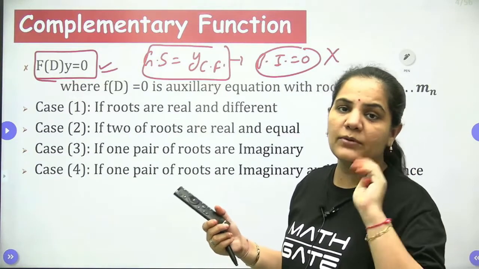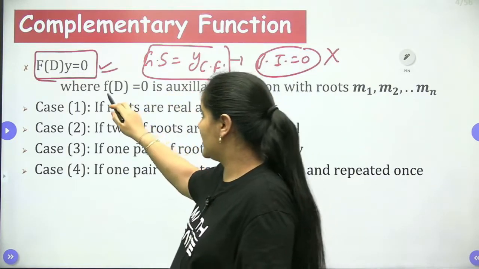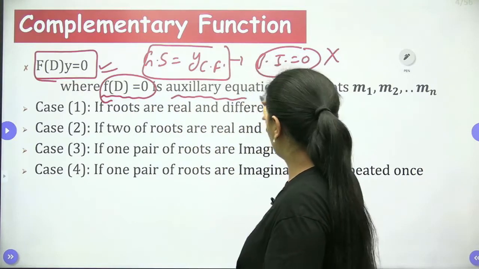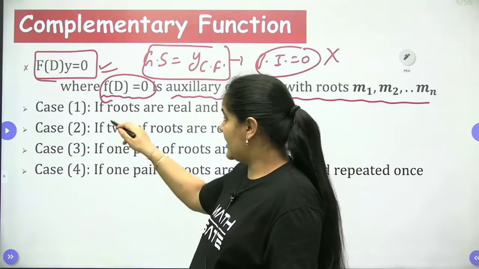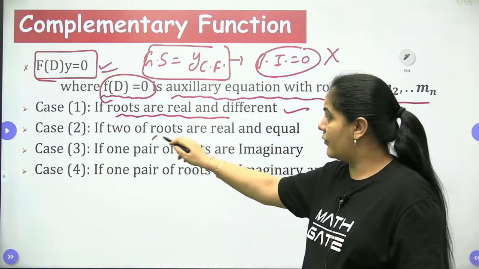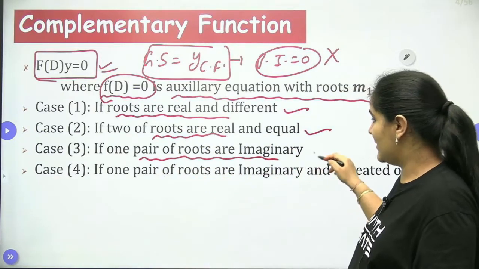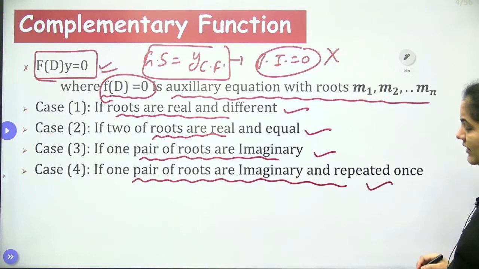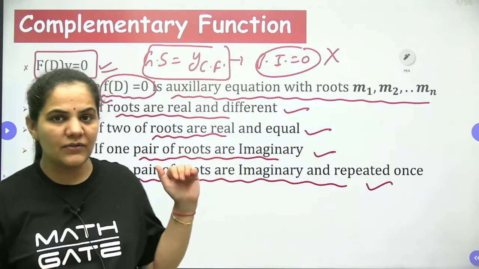So there are 4 types of solutions possible in the f(D)y equals 0 equation, where f(D) equals 0 is the auxiliary equation with roots m1, m2 and so on up to mn. The first case is if the roots are real and different. The second is if 2 roots are real and equal. The third is if 1 pair of roots is imaginary, and the fourth is if 1 pair of roots is imaginary and repeated. So we will have a discussion on each and every one of the 4 cases.